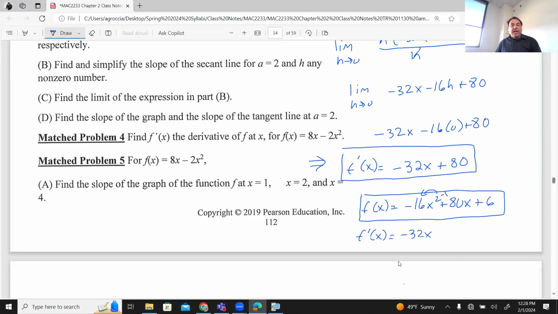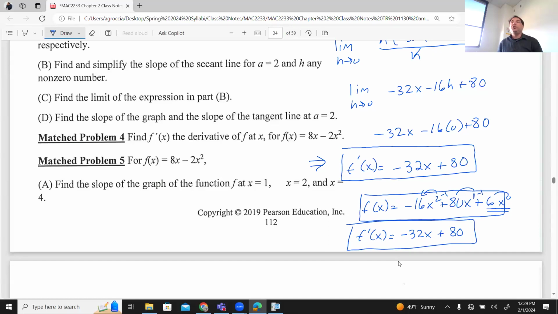Now, this exponent is not there, but it's assumed to be a 1. What's 1 times 80? 80. And what's 1 minus 1? 0, so that's gone. And then the derivative of any number is 0. Why is the derivative of any number 0? Because there's no variable here. It's x to the 0. And what's 0 times 6? 0. So the derivative of any number is 0. Guess what? You just got the derivative without doing all that work.